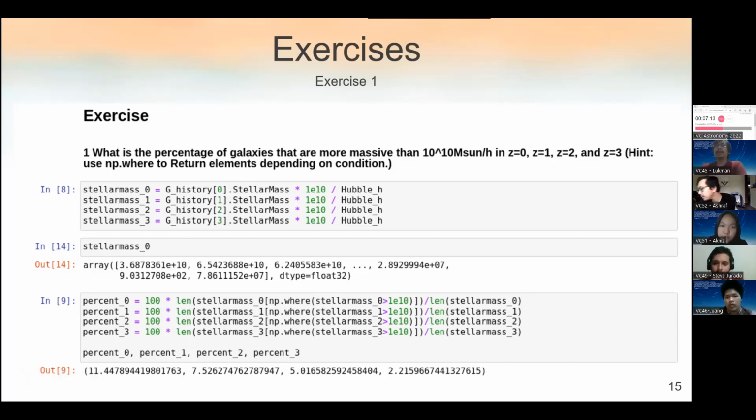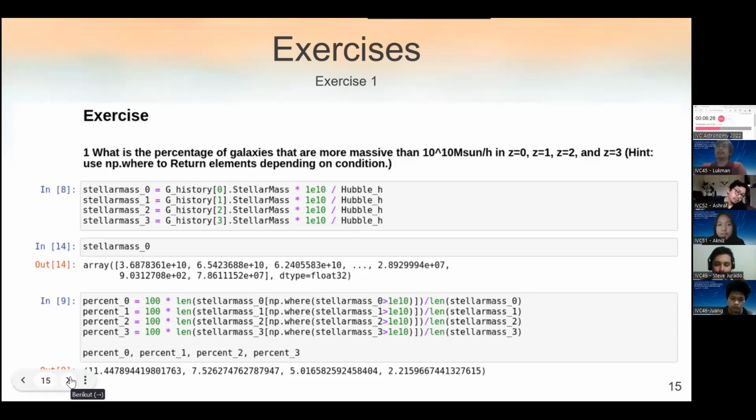If you see here, we use the index 0 to get the data for redshift 0, so Z equals 0. We can do this for the different redshifts, so we can take G history 1, 2, and 3. After we do that, we can get any characteristics that we want. In this case, for example, we take the stellar mass and save it as a variable, and we can see it's a list of mass of all the galaxies at that particular redshift.